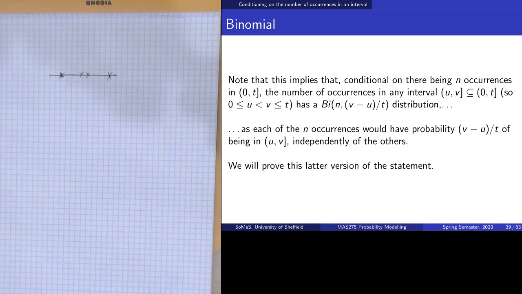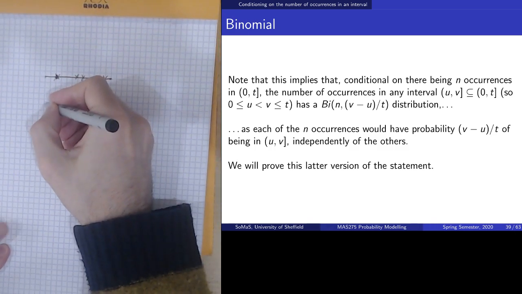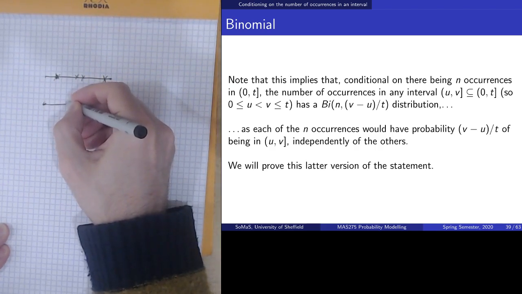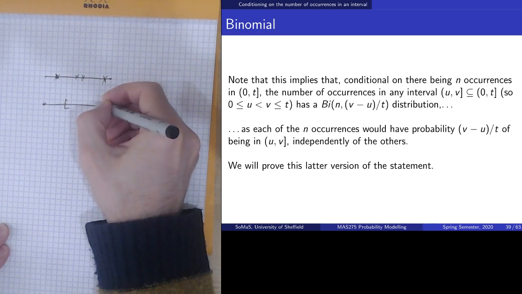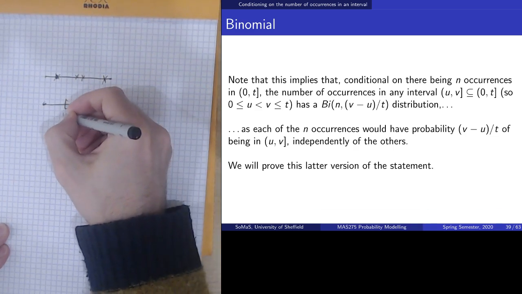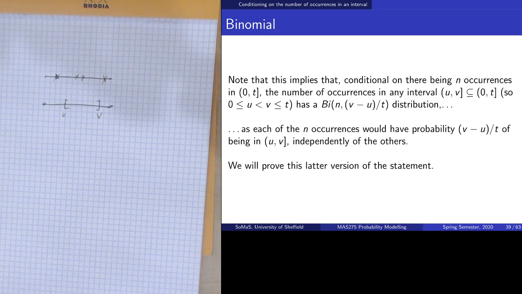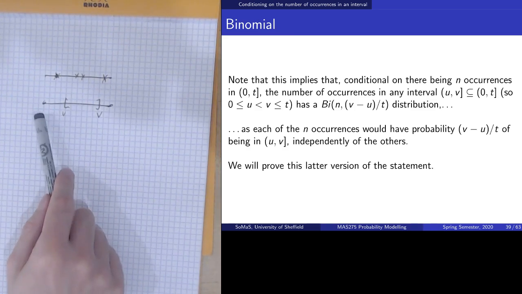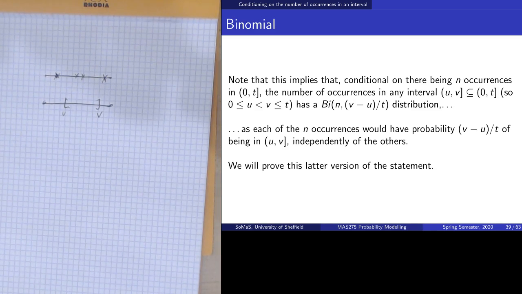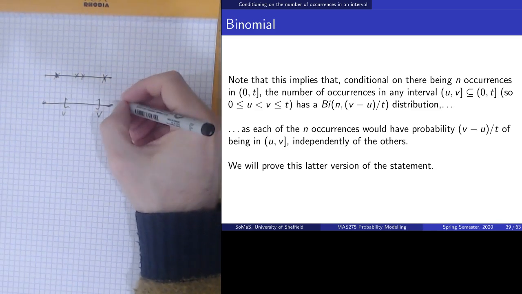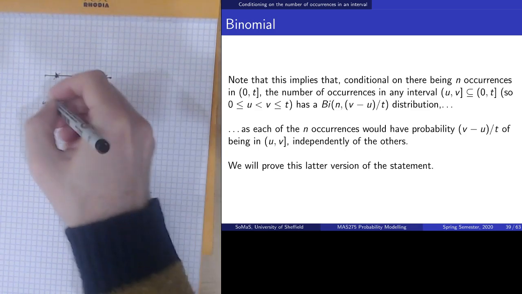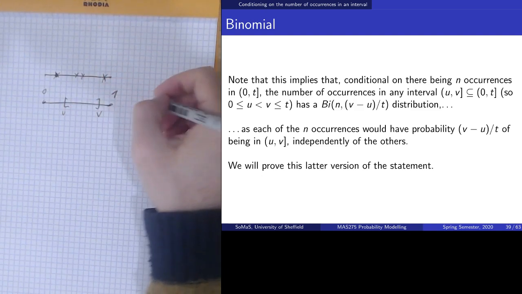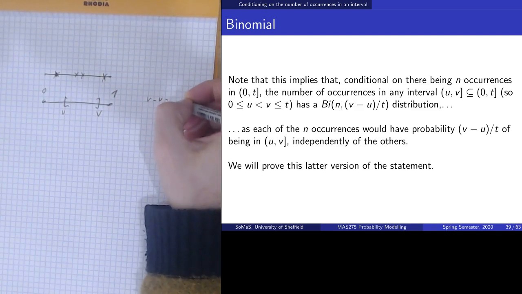Maybe now is a good time to go back to paper. So I'm saying, if I have my interval again, and I choose a small interval, so let's say everything which happens between here and here, u and v. You can see the length of this is a bit more than half of the total length of the interval. Let's say that t is 1, because it's simpler, and that the length of this here, v minus u, is L.